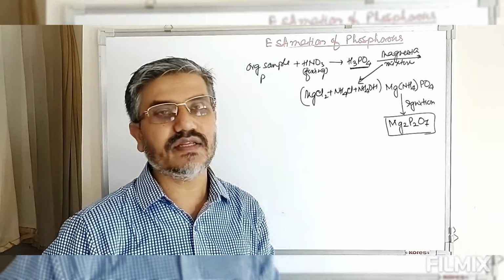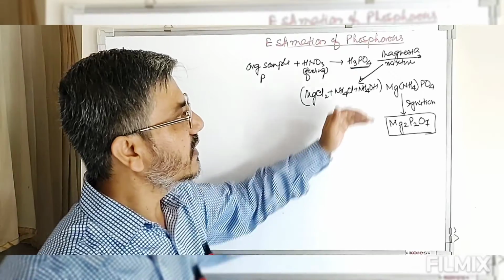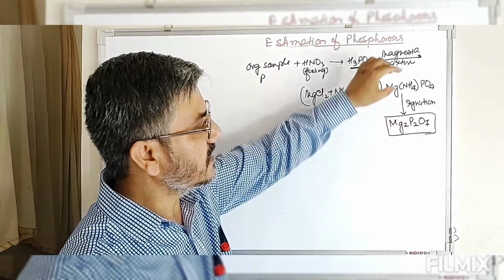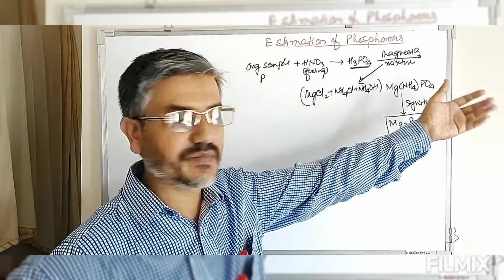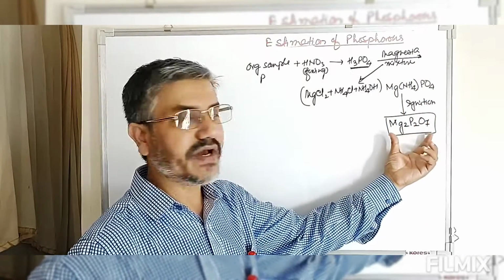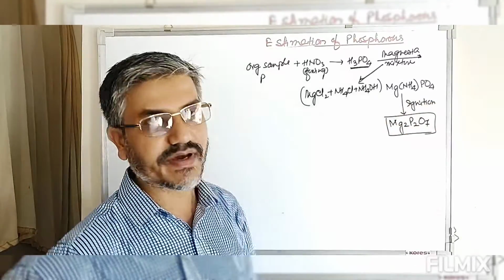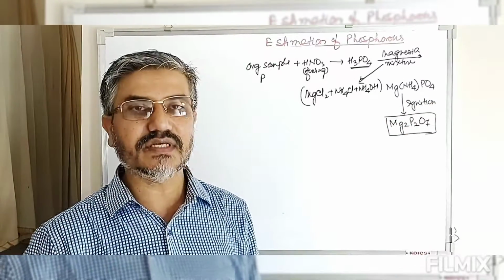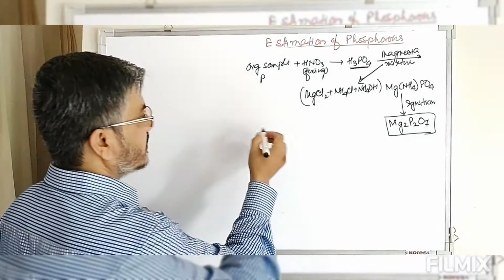Now we have to identify a particular point where a constant mass is obtained. So to obtain the constant mass, this magnesium ammonium phosphate is heated at a very high temperature, that is, ignition temperature. This gives you magnesium pyrophosphate with a constant mass, so we take the mass of this magnesium pyrophosphate to find the percentage of phosphorus in the organic sample.